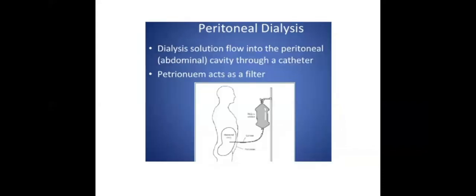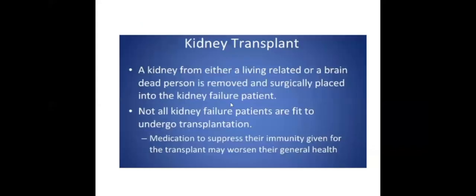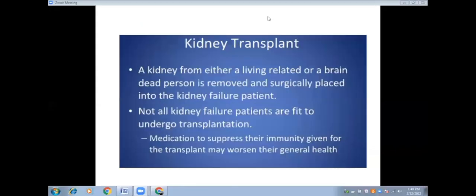Then, in case of renal failure, peritoneal dialysis can also be done. For that, dialysis solution flows into the peritoneal abdominal cavity through a catheter, and the peritoneum acts as a filter here.